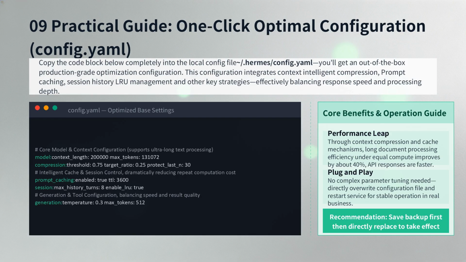Theory done, let's see practice. Here's a one-click optimal config.yaml file. You just need to copy this code into your config file to enable most key optimization features: context compression, prompt caching, LRU history management. This is a validated base configuration that delivers significant results.